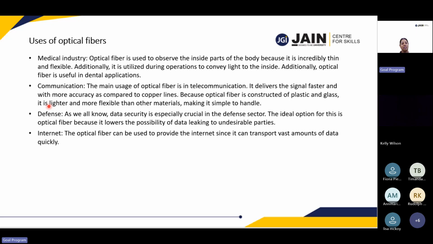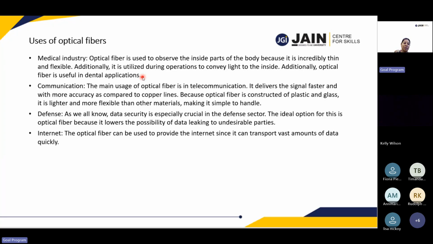Applications. Nowadays, everywhere we are using fiber optic cables. Medical industry. Optical fiber is used to observe the inside parts of the body because it is incredibly thin and flexible. Additionally, it is utilized during operations to convey light to the inside. You can see endoscopy. Have you seen the endoscopy? Additionally, optical fiber is useful in dental applications also.